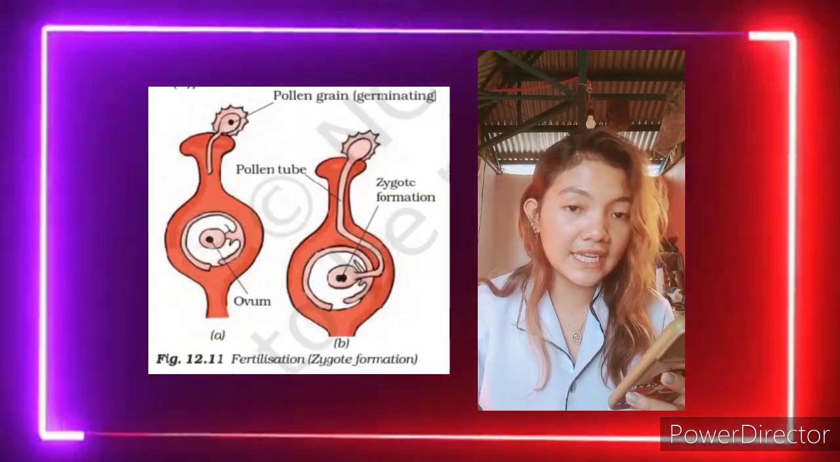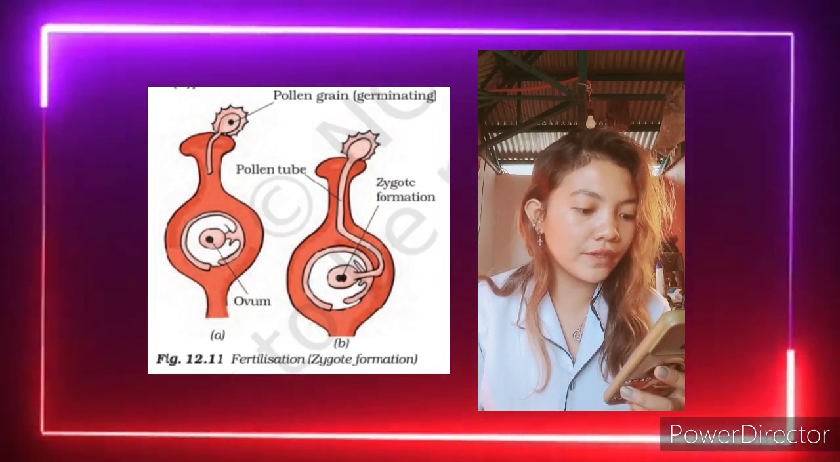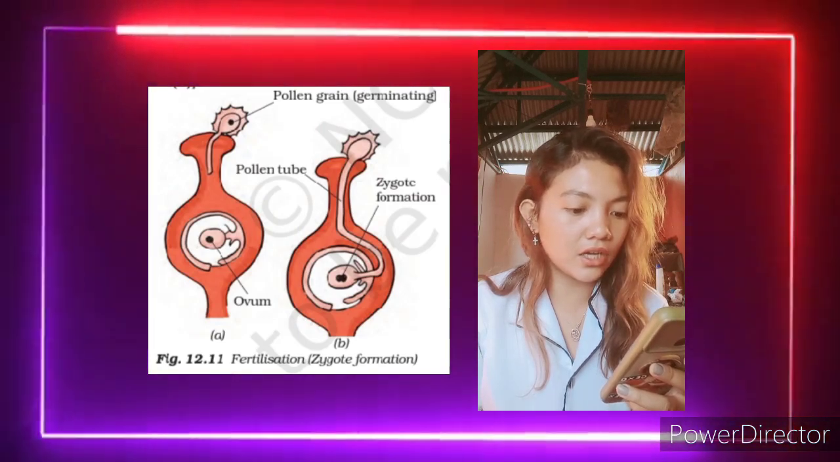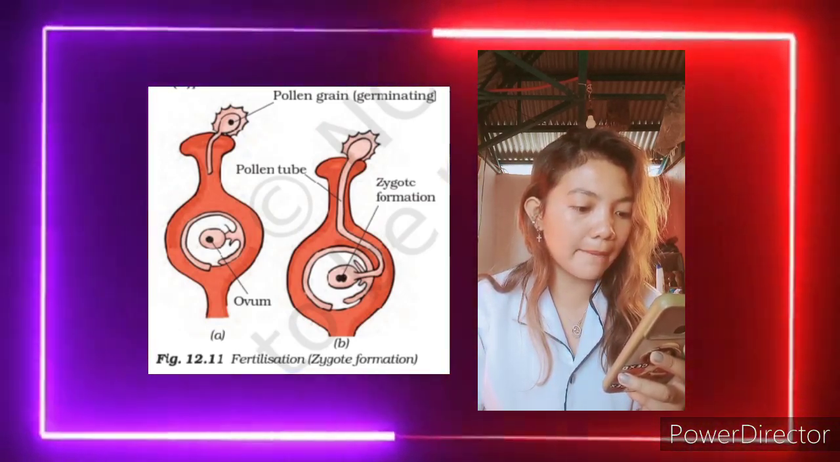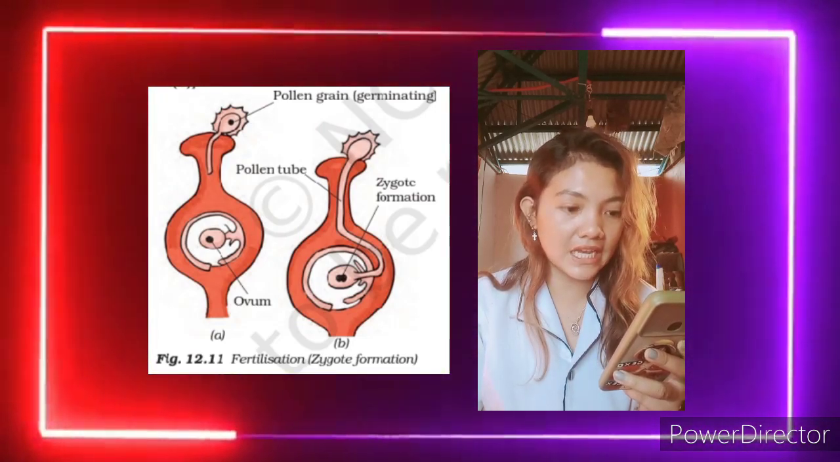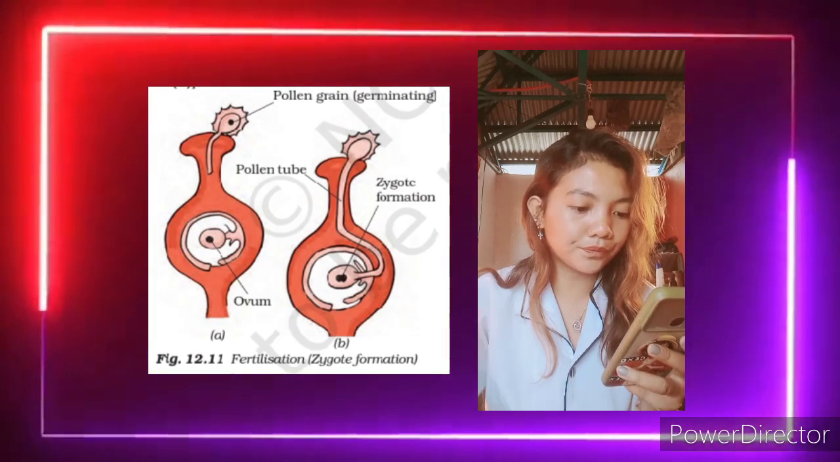And in fertilization, the cell which results after fusion of the gametes is called a zygote. The process of fusion of male and female gametes is called fertilization. The zygote develops into an embryo.